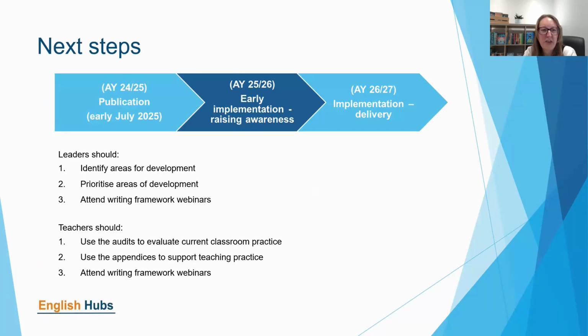Okay, next steps for you. If you've joined me on these webinars before, you'll have seen this little flowchart before. We know that the writing framework is the DFE's first step in a longer term strategy to support schools to improve teaching writing and attainment. We know it will take time for schools to plan and implement the changes that might be needed to have a longer term impact. So as leaders, we need to ensure that staff attend the subsequent writing framework webinars for further implementation advice and support. And teachers should be using the audits within the framework to evaluate their current classroom practice and use the guidance, particularly the appendices, to support their teaching practice.